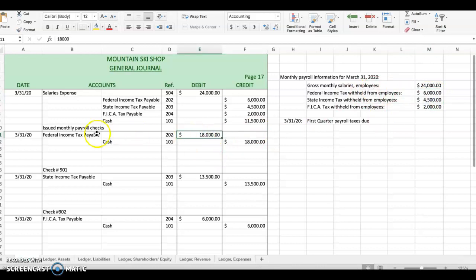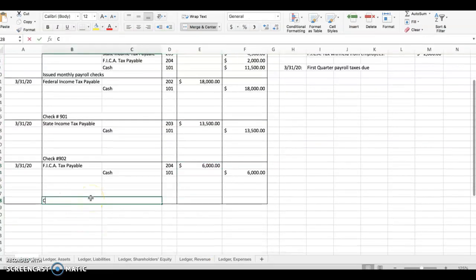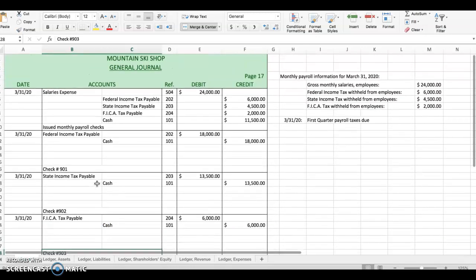So now we're paying, in this case, the federal government 18,000. In this case, we're paying the state income tax amount of 13,500. That's a check to the state. And the FICA would be, again, another check, and that should be our information there, check number 903, because that goes to a different department of the federal government. So the 3 separate checks. So those are the payment of the liabilities, and that would be done at the end of each quarter.